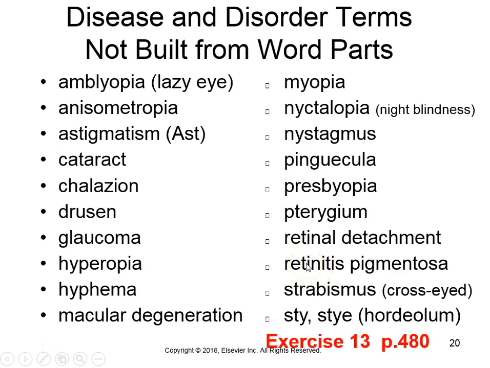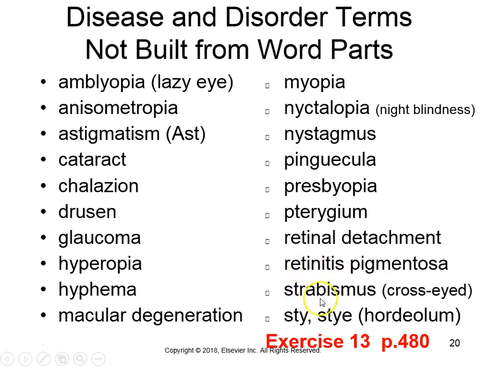Retinitis pigmentosa is a hereditary problem that comes along with a lot of things. So there's night blindness, your eye begins to atrophy, the pigments start to change, so your colors start to change. There's a lot of different pieces to it.